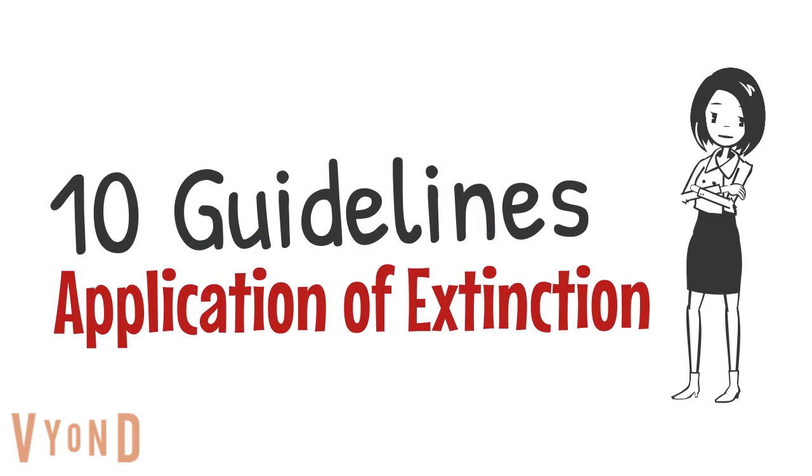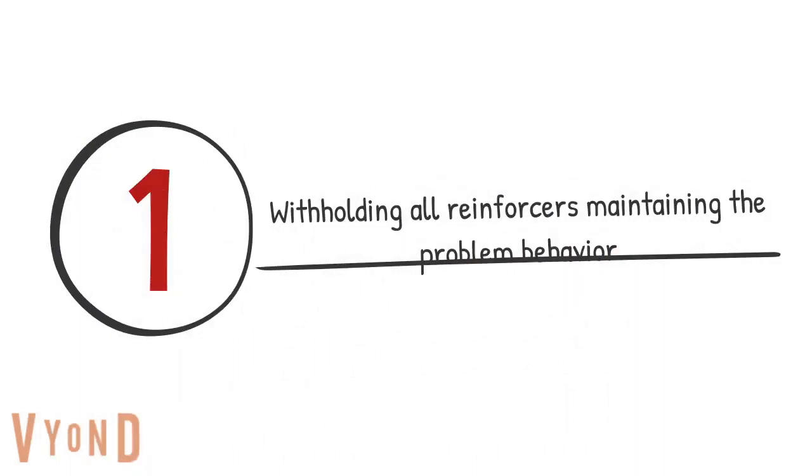So there are 10 guidelines for application of extinction. The first step in using extinction effectively is to identify and withhold all possible sources of reinforcement that maintain that problem behavior.